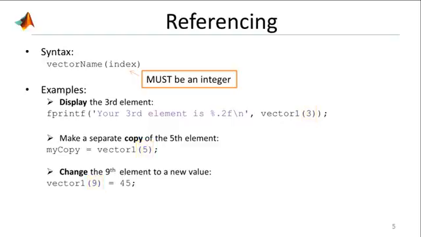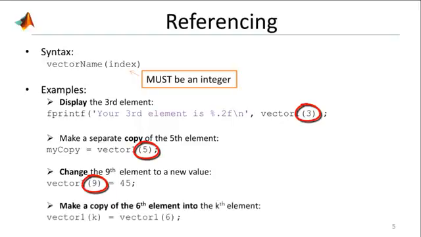In all these three examples, we hard-coded the index: 3, 5, and 9. However, you can of course upgrade to a variable. Maybe the user has provided a k value. 1, 2, 3, who knows? But in that kth value, you want to replace it by the 6th value. So it's not necessarily hard-coded. The index can very well be a variable.